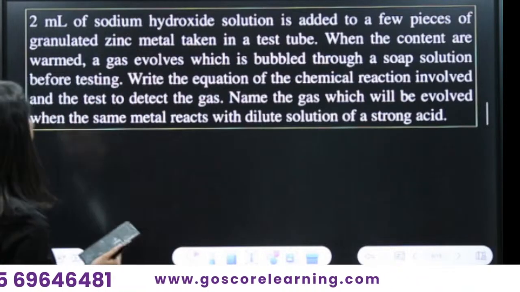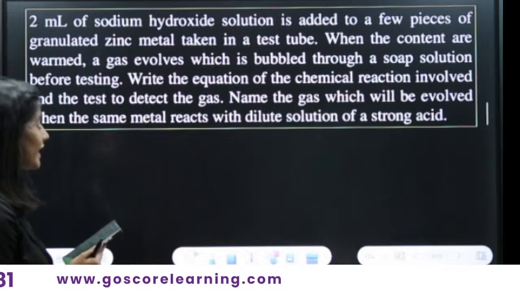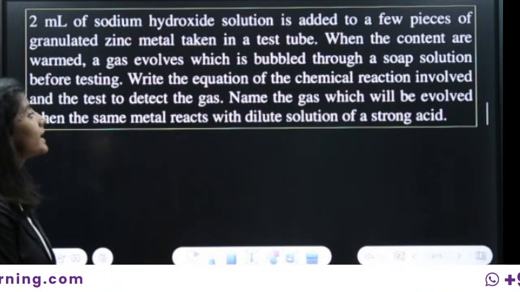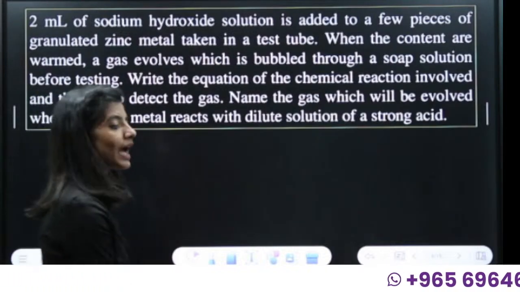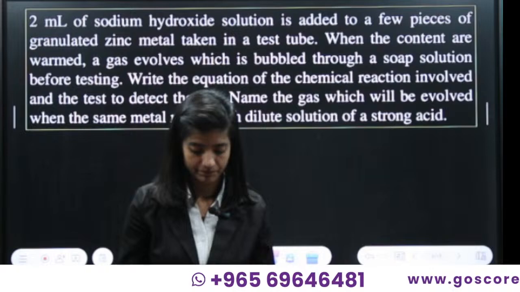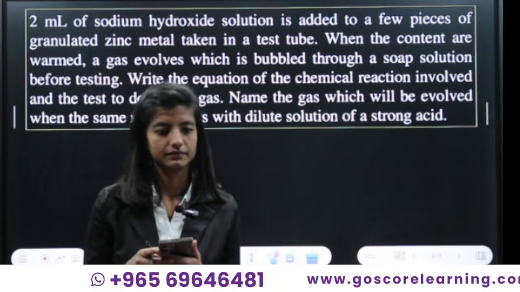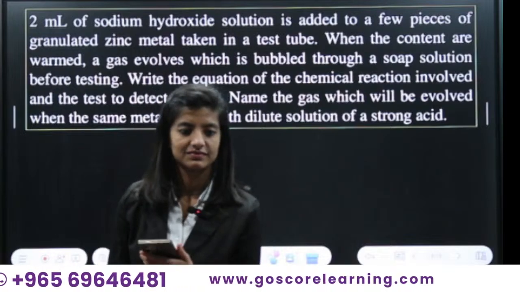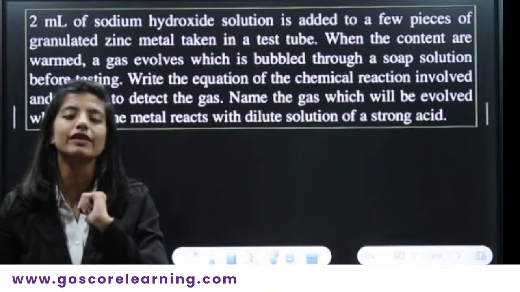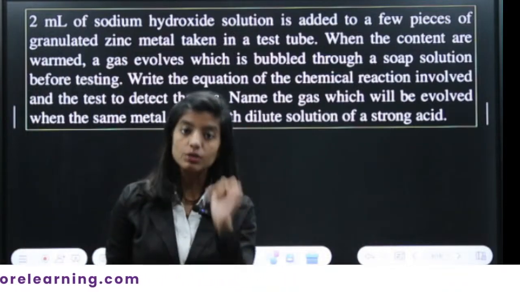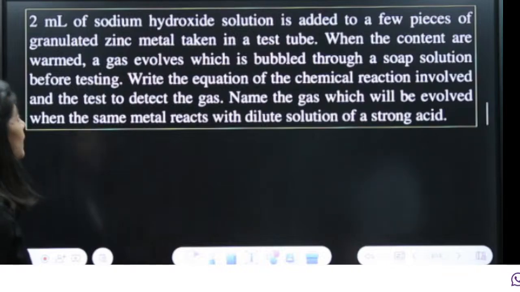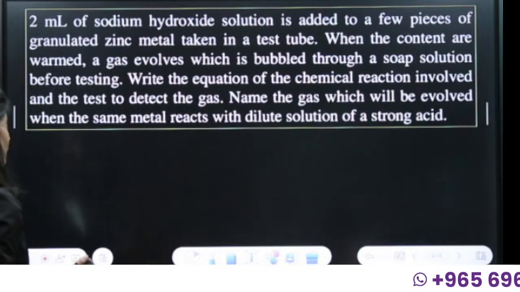Okay, definitely I will. 2 ml of sodium hydroxide, that's an NaOH solution, is added to a few pieces of granulated zinc metal taken in a test tube. Okay, we have a test tube in which we have the granulated zinc. Alright. Let me read out the question again. So we have the test tube in which we have the zinc granules, and to that test tube I'm going to add the NaOH. Now when the contents are warmed, a gas evolves which is bubbled through the salt solution before testing.